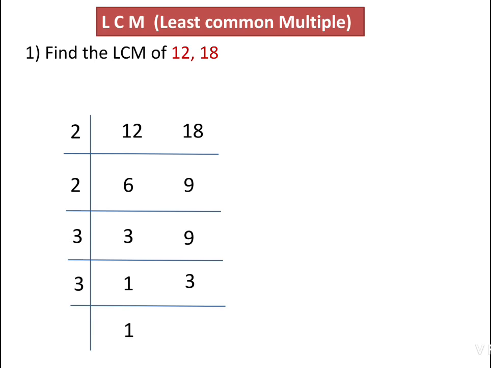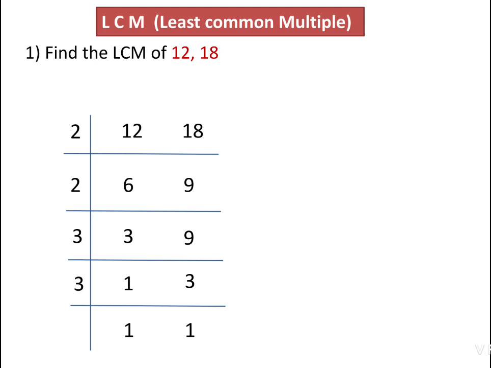We write 3 here, and 1 we write as 1. Then the next number is 3. In 3 how many 3s? Only 1. So we continue this factorization till we get 1 in the last step. Then we can stop there. If we get 1 in the last step, we stop the factorization. So this is the method of finding the LCM of the given numbers. We just divide the numbers using prime numbers only.